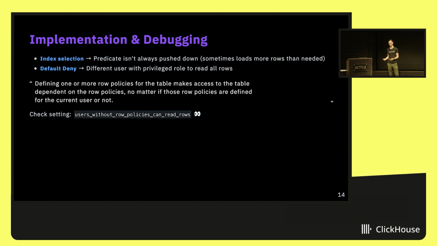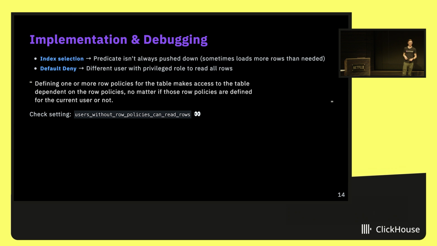But sometimes we notice that the predicate isn't pushed down, and that means that it's not necessarily going to be as performant. It can do a bigger scan and then filter afterwards. So we're still trying to figure out why that is. But sometimes this can be improved just by simply putting in a pre-where instead of where. So we're still kind of working through that.